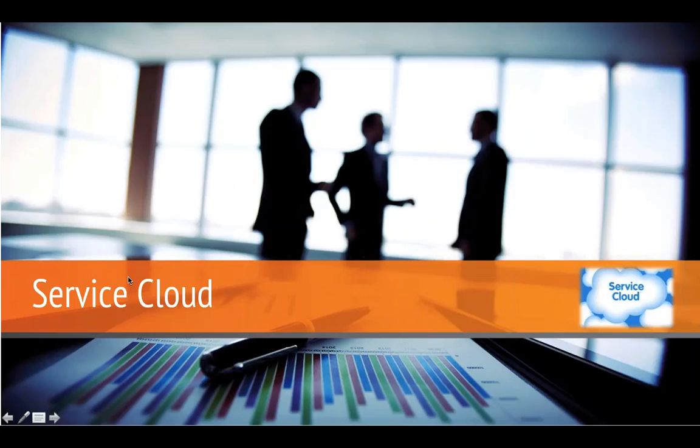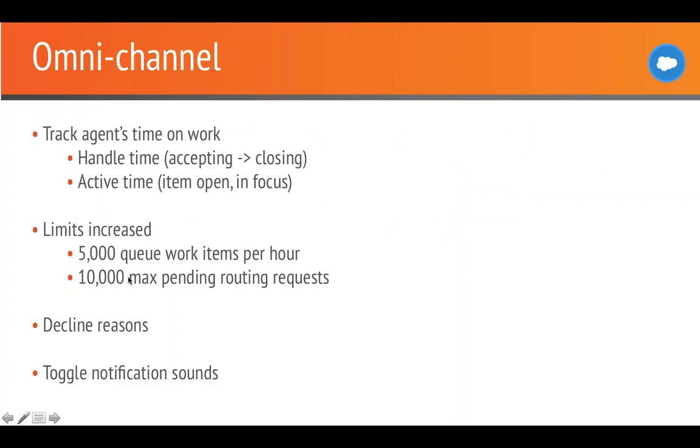So next up, we have the Service Cloud. Omni-Channel to begin with. You can now track an agent's time on work in Omni-Channel. This includes the handle time, which is the elapsed time between accepting and closing the work item, and also their active time on an item, which is based on the browser itself, which is the cumulative time where they have that item open in Salesforce and the browser window is the focus of what they're currently doing. So if they've got it open but it's in the background while they're browsing Facebook or something like that, then that won't contribute into active time, and you'll be able to see there's quite a lot of inactive time.